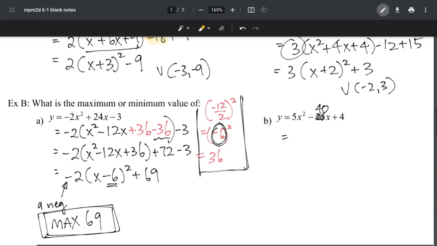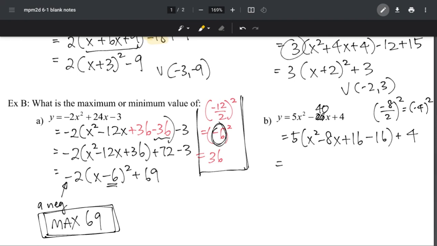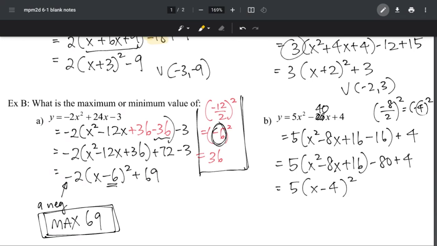All right, one more. Again, factoring out that 5, x squared minus 8x, taking that negative 8, dividing by 2, and squaring. That's negative 4 squared, so it's 16 plus 16 minus 16 plus 4. This is 5 times x squared minus 8x plus 16. Negative 16 times 5 is negative 80 plus 4. So this becomes 5 times x minus 4 squared. Again, this negative 4 right here. Minus 80 plus 4 is negative 76.